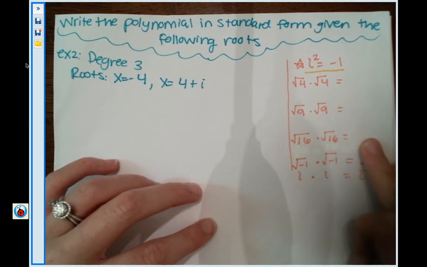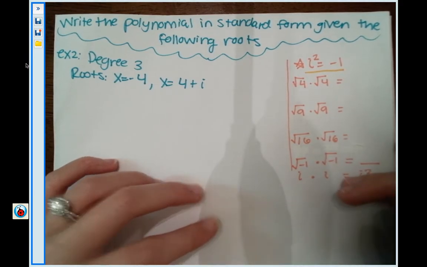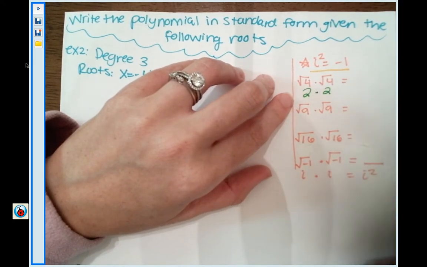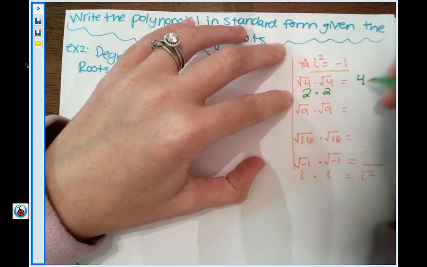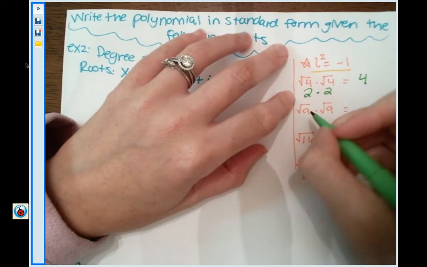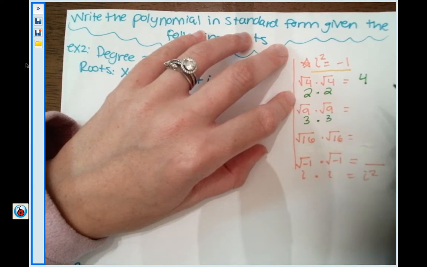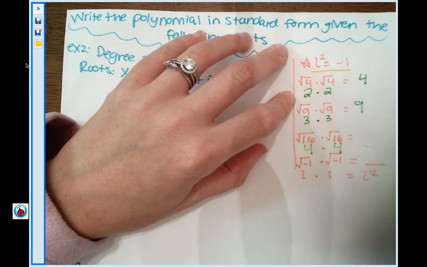So I'm going to apply the same concepts of squaring real numbers to squaring imaginary numbers. The square root of 4 we know is 2, and the square root of 4 is 2, and 2 times 2 gives us 4. Same thing here. The square root of 9 is 3, the square root of 9 is 3, and 3 times 3 is 9. Alright guys, the square root of 16 is 4, the square root of 16 is 4, and 4 times 4 is 16.